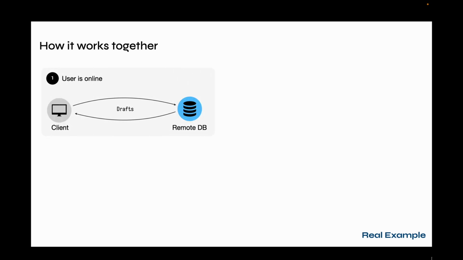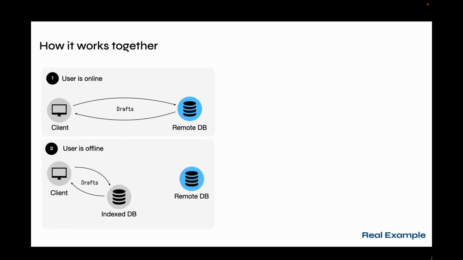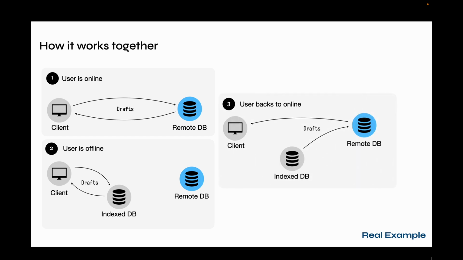Let's look at the big picture. The first scenario is that the user is online. In this case, we simply save the drafts to the remote database. Second scenario, when the user is offline. In this case, we save the drafts to the IndexedDB. And the last scenario is when the user comes back online. In this case, we have to synchronize the IndexedDB and the remote database.